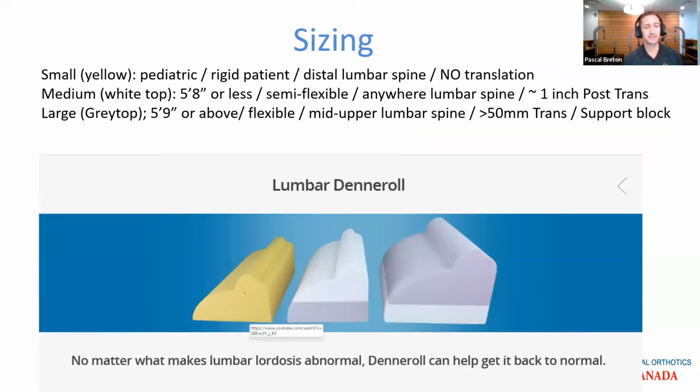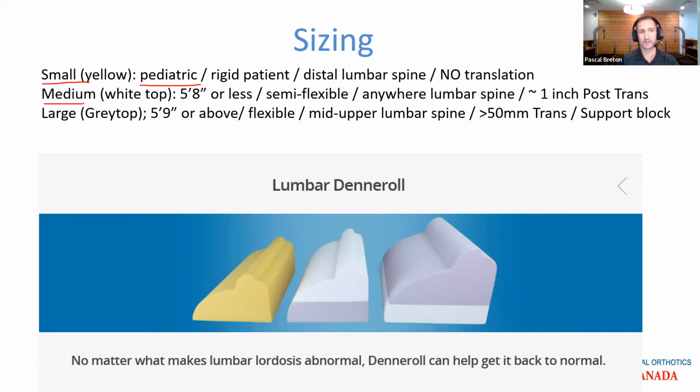Sizing. The sizing of the Dennerolls is identical to that of sizing the cervical Denneroll. So if you're totally new to this, and if this is somewhat overwhelming, too much information, and all you want to know is, doc, how do I give this to certain patient demographics? We can go based on size. So the yellow is a small and or pediatric. So think of patients that are 5 foot or less, small patient, pediatric, you give them a small lumbar Denneroll.